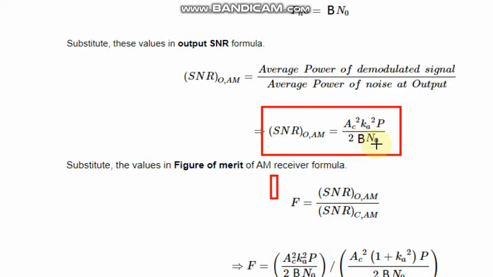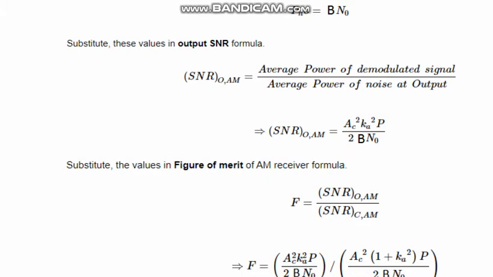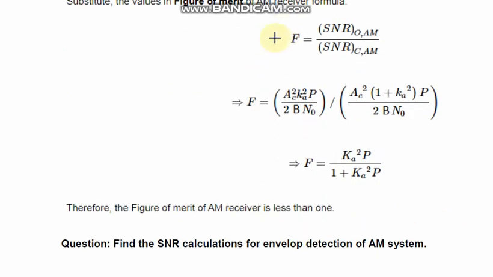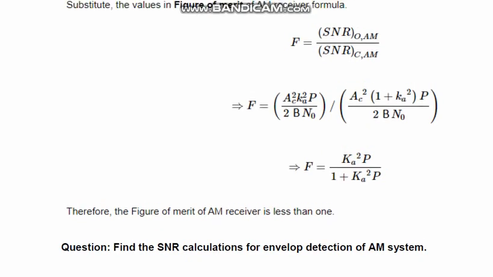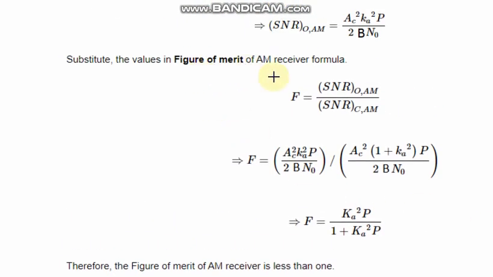Okay, so we have calculated the signal to noise ratio at the input stage, and this is the signal to noise ratio at the output stage, at the output of the receiver. Now if we want to calculate the figure of merit for the AM signal, what will be the figure of merit? As we know, the figure of merit is equal to the signal to noise ratio at the output of the receiver divided by the signal to noise ratio at the input of the receiver.